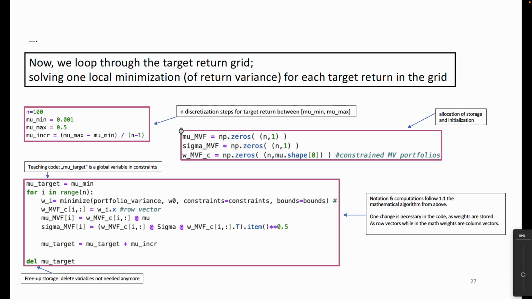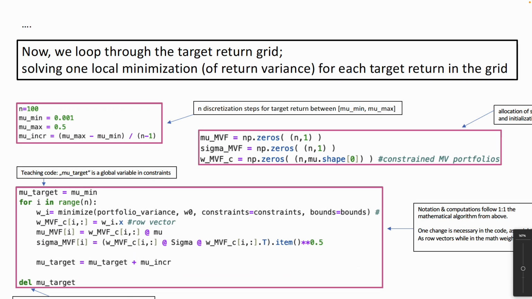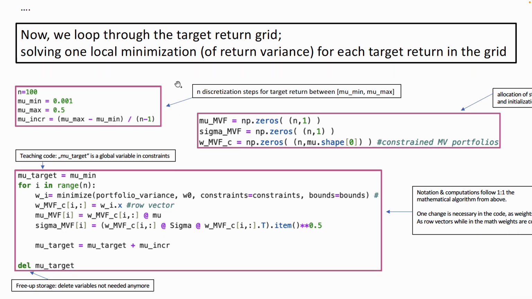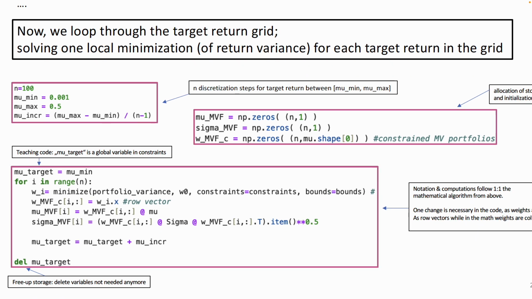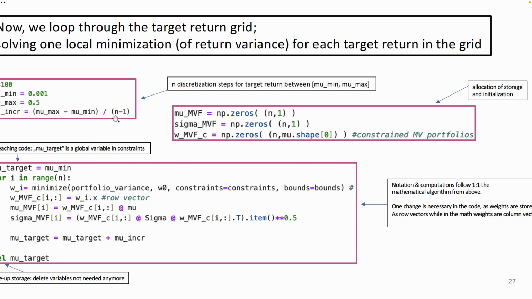Good. What we're now going to do is again loop through a grid of target expected returns, like we've done in the unconstrained or unbounded optimization. So now I use 100 grids. I specify the min to be 0.01, the max 50%. We have increments like in the previous optimization problem, so I can save some time over here.